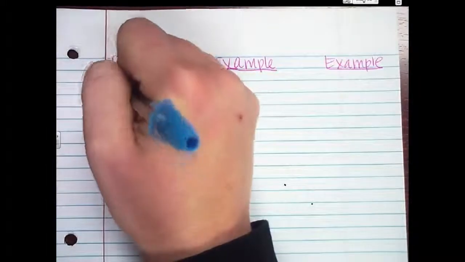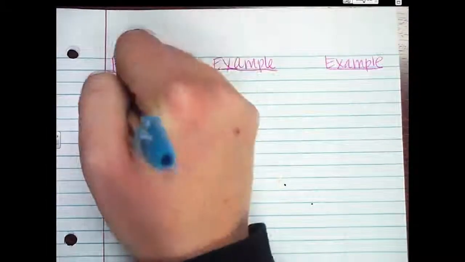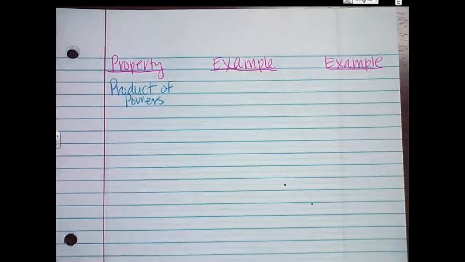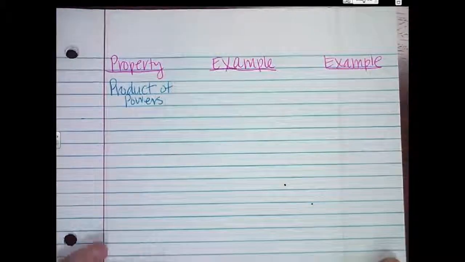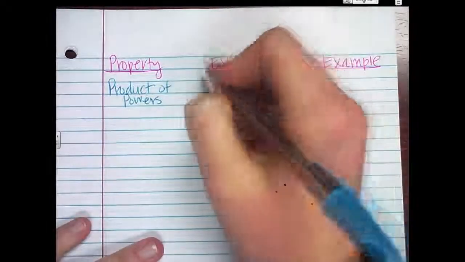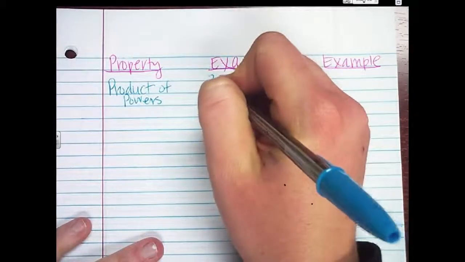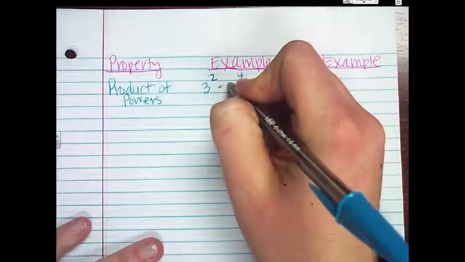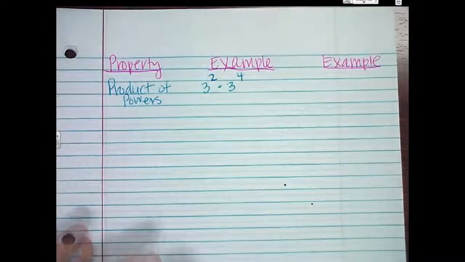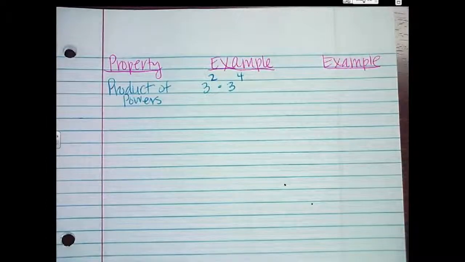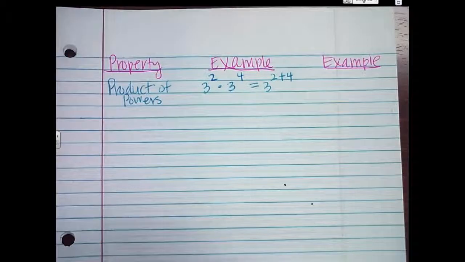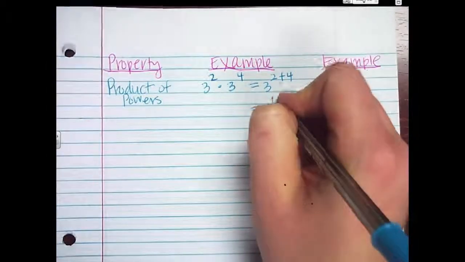Okay, so the first property. The first property is called product of powers. Now, you don't have to memorize the words here, but you definitely have to know what these properties mean. Okay, so product of powers. If I have something like 3 squared times 3 to the 4th, what I do with those powers is I add them. So I'm going to write 3 squared plus 4. I add the powers, and that would equal 3 to the 6th.